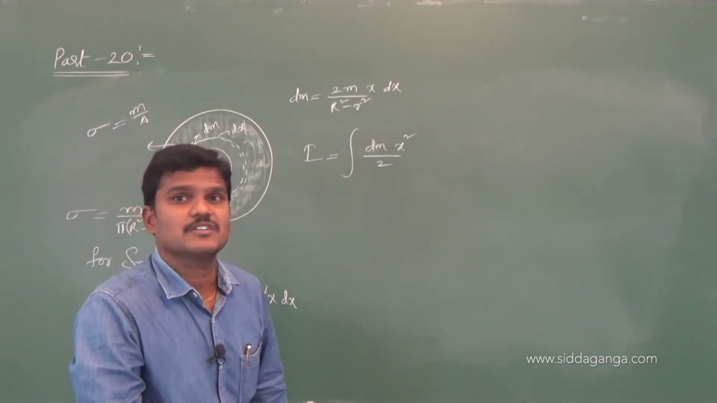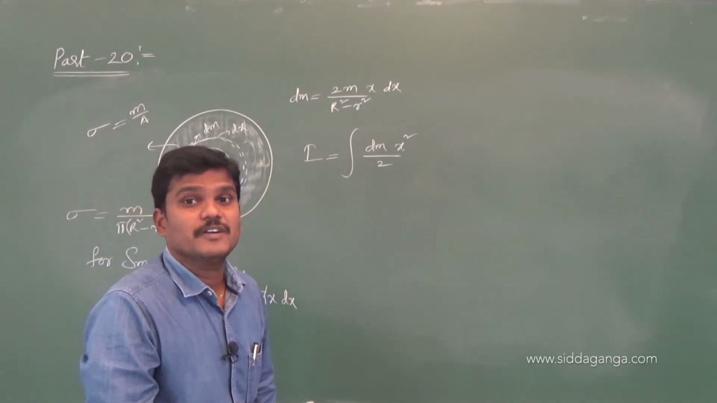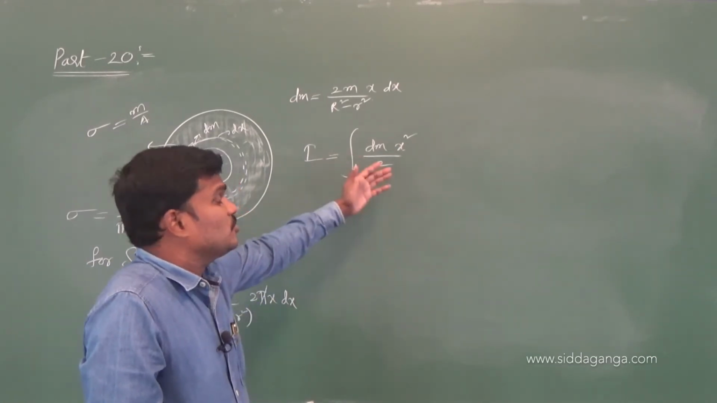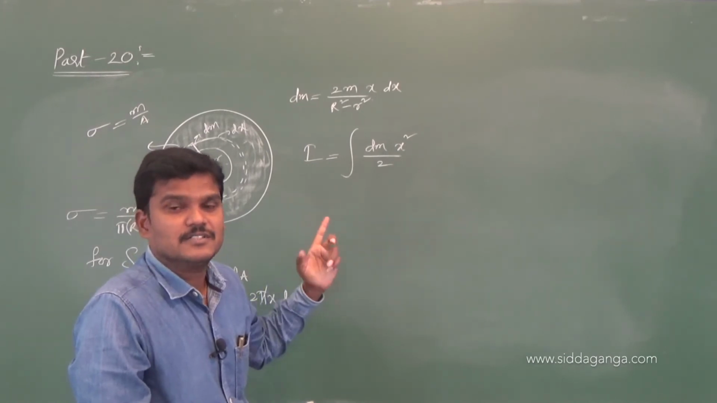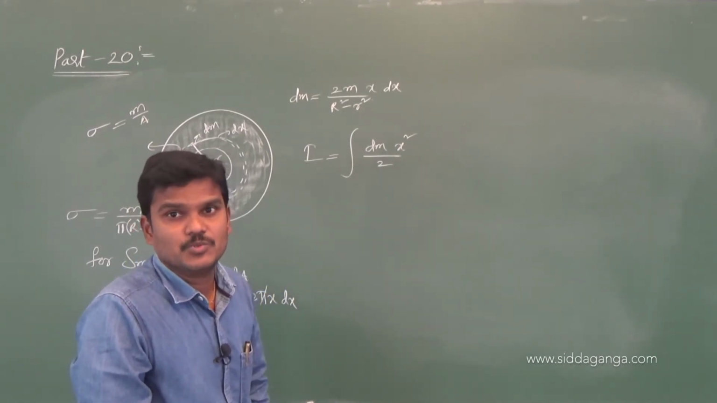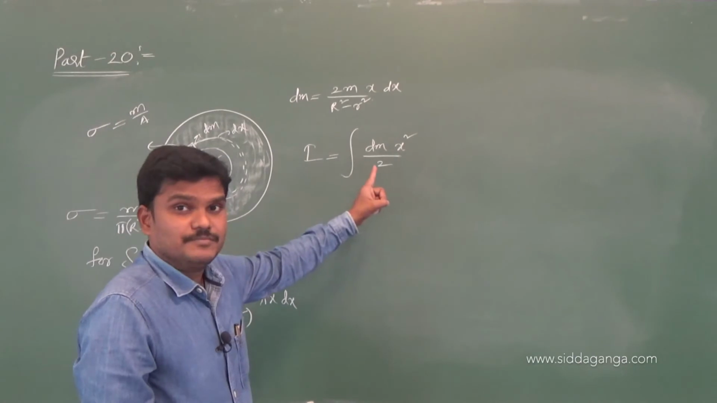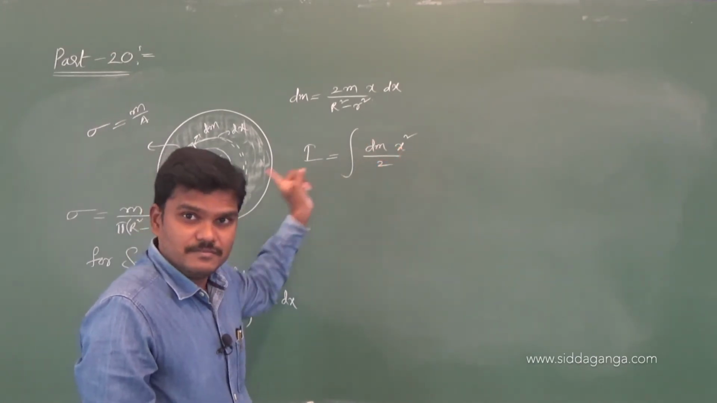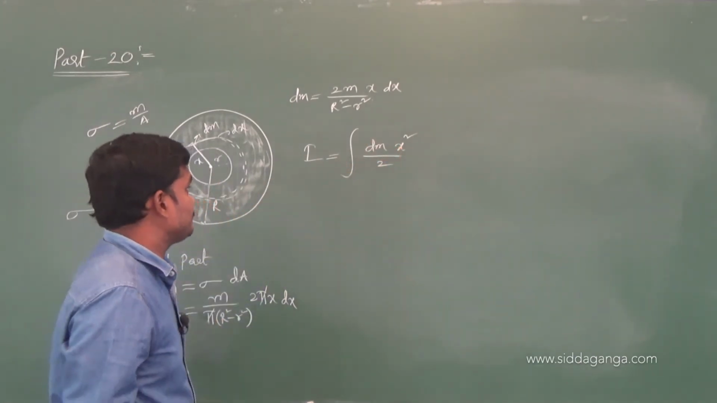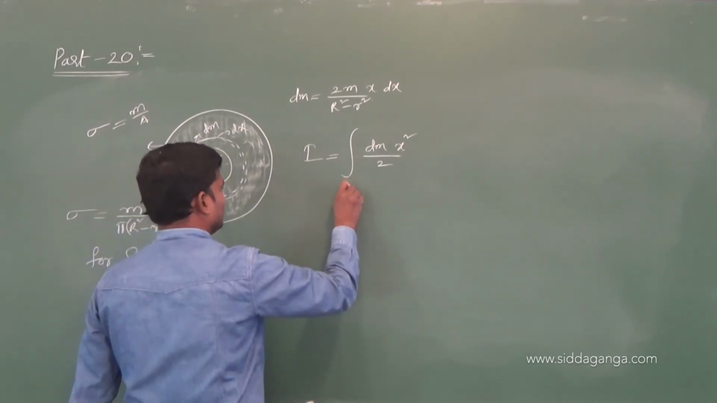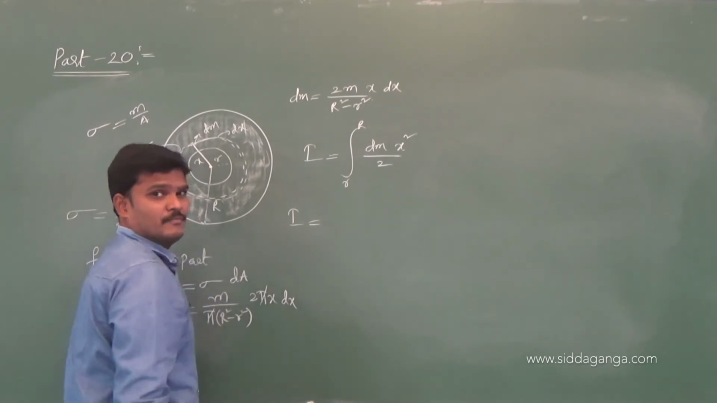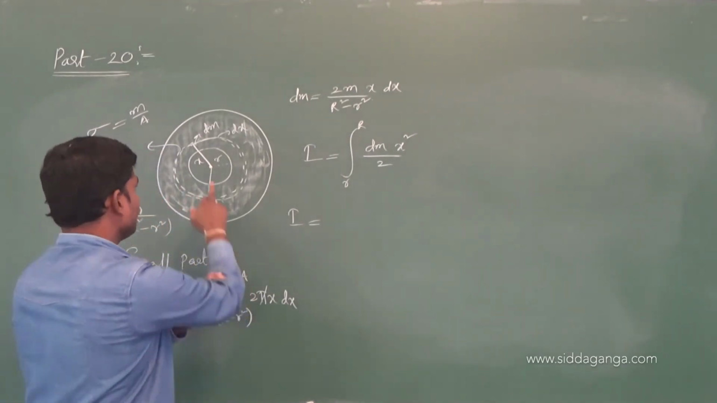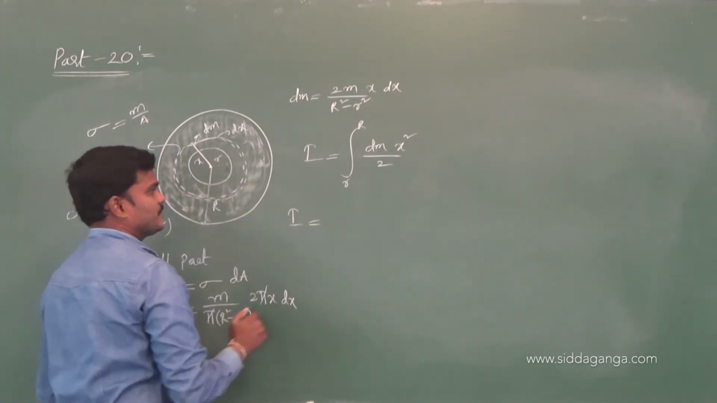Actually I have to write mr², but I wrote it in the mr²/2 form, because this is a circular disc. Circular disc formula is mr²/2, where m is nothing but dm and r is nothing but x. Limits are very clear: small r to capital R. First one is small r, next one is capital R.